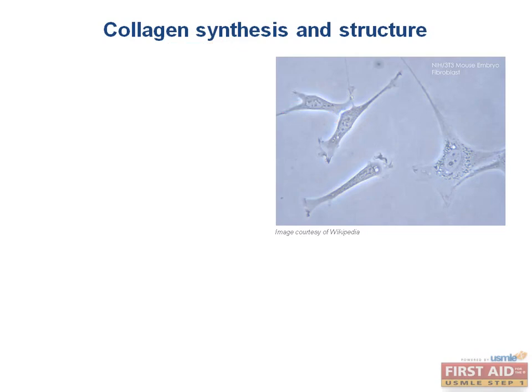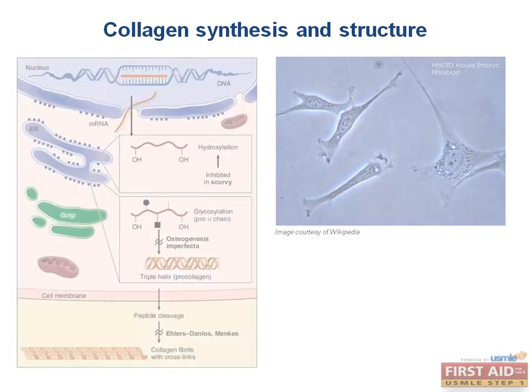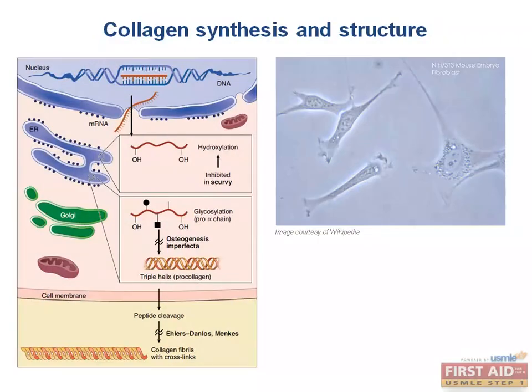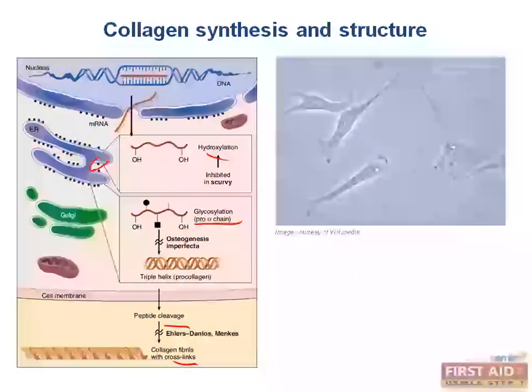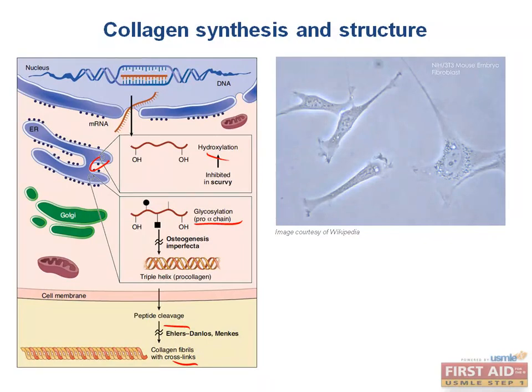Let's go through the steps that lead to the final collagen molecule. Protein synthesis, hydroxylation, and glycosylation all take place inside the cell, and proteolytic processing and cross-linking take place outside the cell. For the step 1, it's important to know which steps take place in which subcellular compartments, the particular amino acids that are most common, and how they are modified.